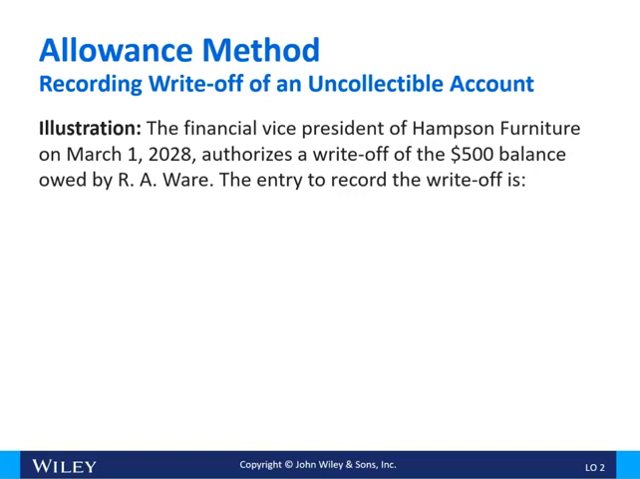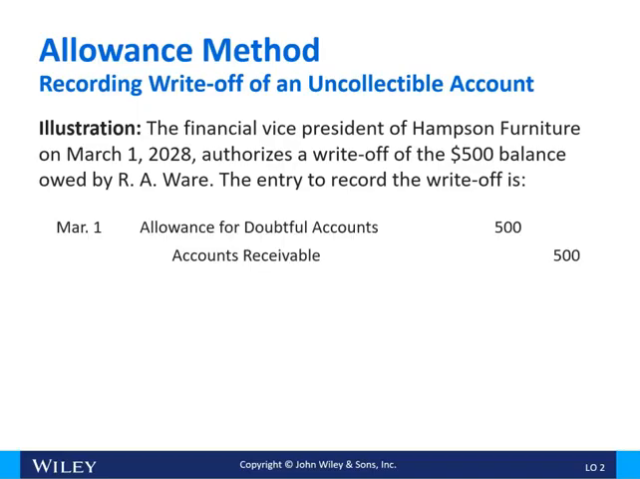Now we've set up that allowance. It comes around to March 1st, 2028. We realize we're not going to be able to receive the $500 balance owed by RA Ware. So we write off that $500, and we do that with a debit to allowance for doubtful accounts and a credit to accounts receivable for $500.